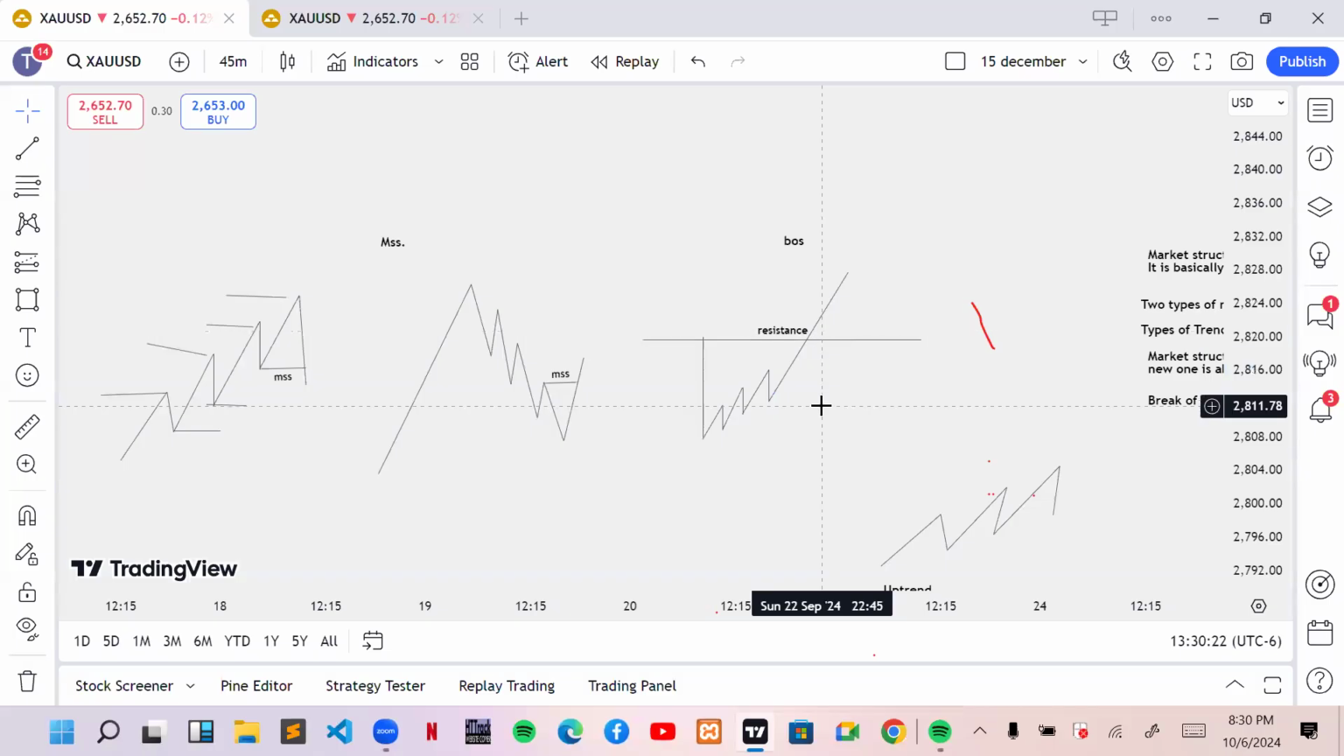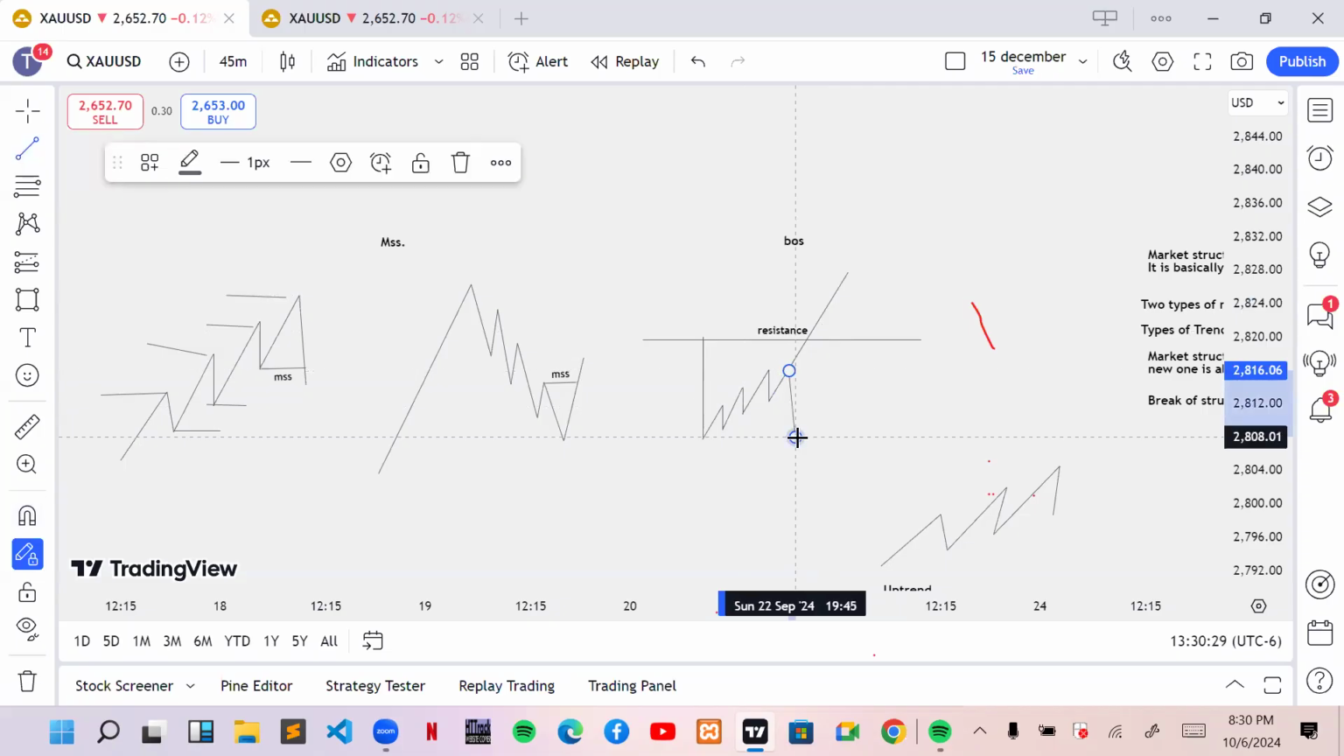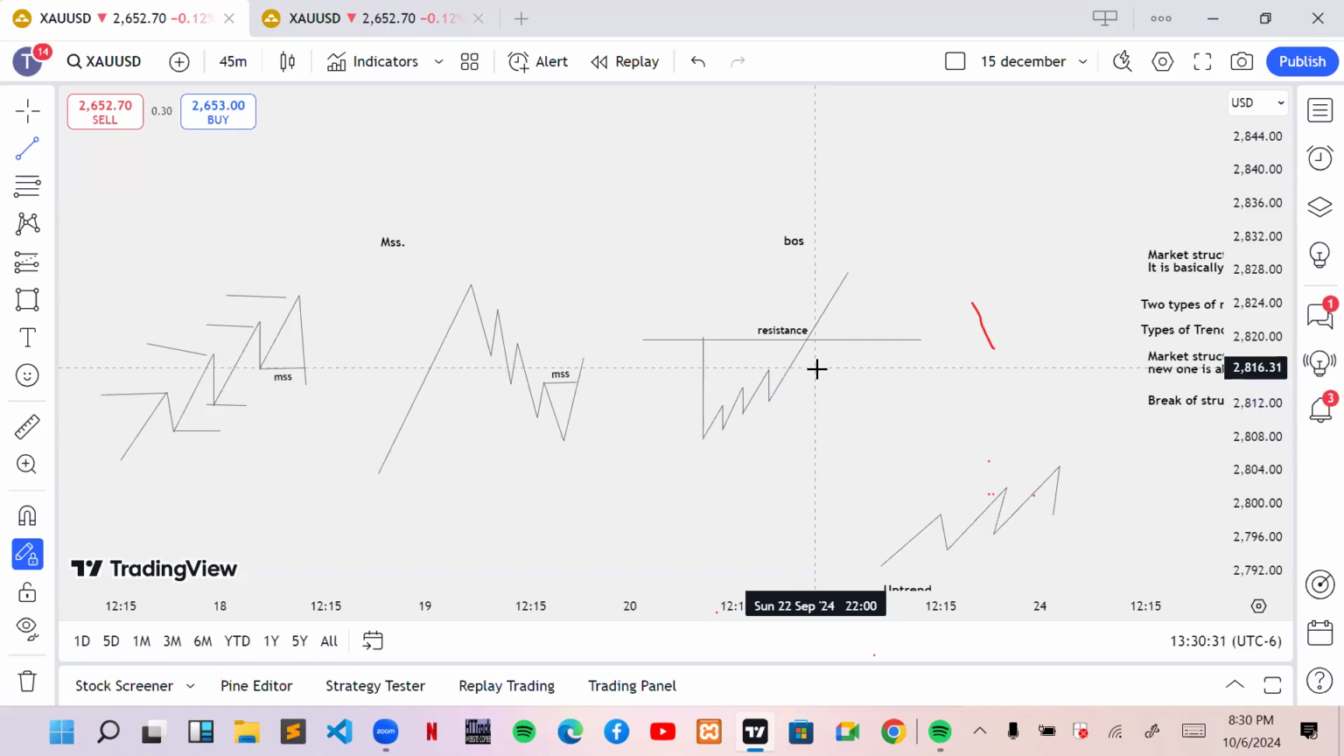If it was a market structure shift, the market would not break to the upside. It would simply break down, changing direction to the downside. But in a break of structure, it will still break towards the direction that the market was trending before. That is the difference between market structure shift and break of structure. In a market structure shift, it changes direction to the opposite side. In a break of structure, it still maintains its current direction, but it breaks a key level in the market.